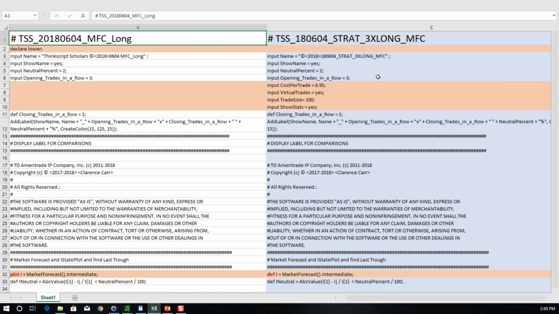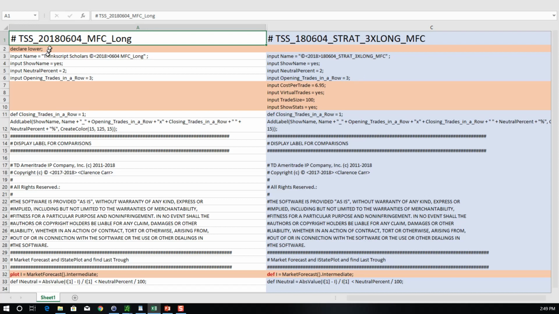Now the reason we call this 3 times long is because we've decided that we're going to take 3 attempts to get in. We'll give ourselves the first 3 signals, I should say, to get in. We will go ahead and put on a trade. And if we get an exit signal, we'll exit all the positions we have at that point. That's just how this strategy is set up for demonstration purposes.